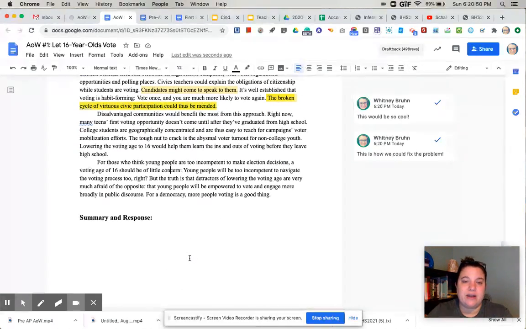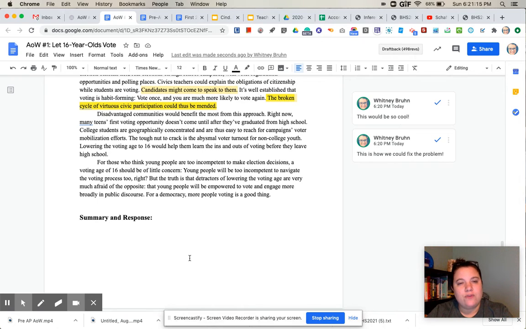Disadvantaged communities would benefit the most from this approach. Right now, many teens' first voting opportunity doesn't come until after they've graduated from high school. College students are geographically concentrated and are thus easy to reach for campaigns' voter mobilization efforts. The tough nut to crack is the abysmal voter turnout for non-college youth. Lowering the voting age to 16 would help them learn the ins and outs of voting before they leave high school.